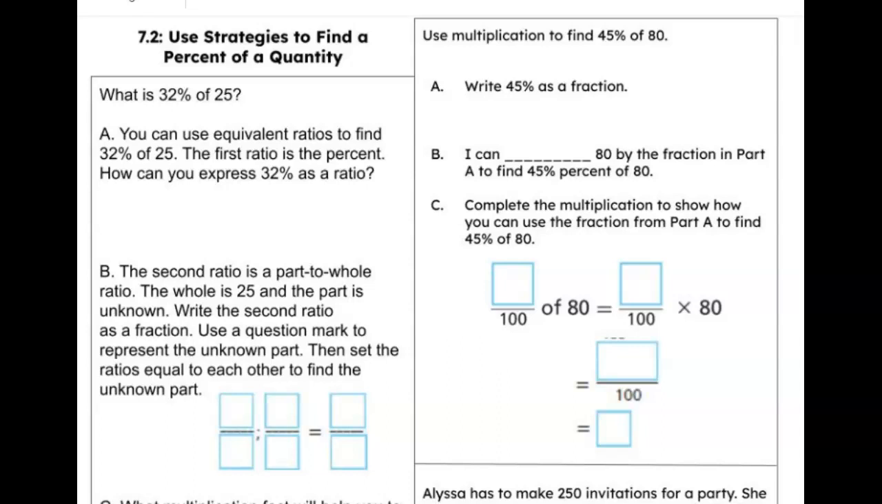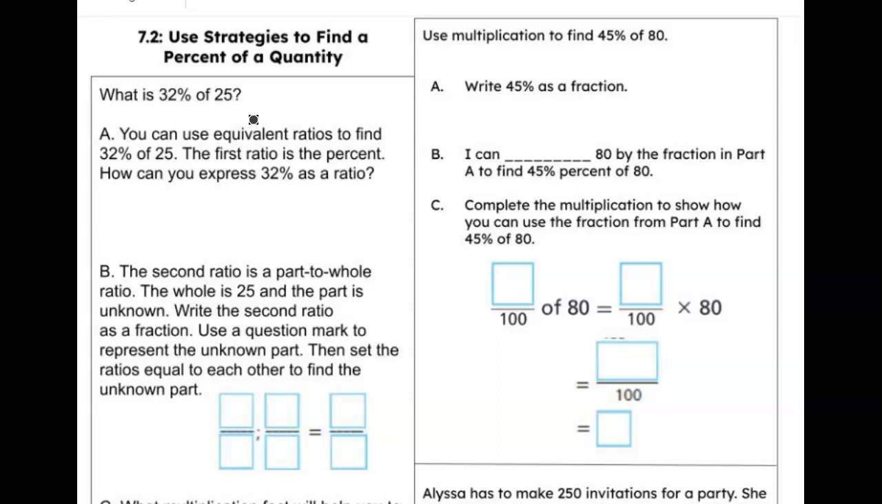Hey, we're on lesson 2 of module 7, use strategies to find a percent of a quantity. And right now you're probably thinking, whoa, what does that mean? By the time we're done with this lesson, you'll be just fine with it. Okay, first thing to ask, what is 32% of 25?